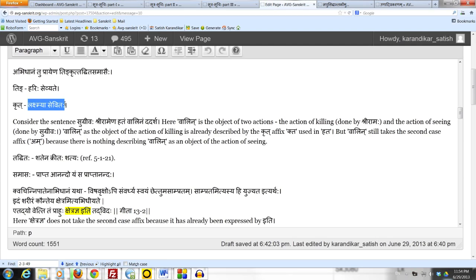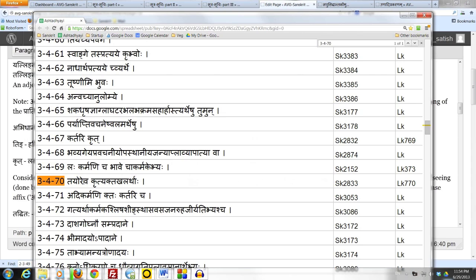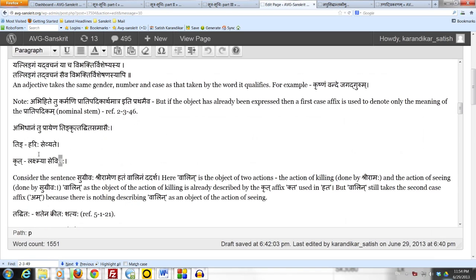Similarly, take the example Lakshmiya sevitaha Harihi. Hari is served by Lakshmi Devi. Here again the krit affix kta, nishtha pratyaha kta, is used karmani as per 3.4.70, Tayoreva kritya kta kalarthaha. The affix kta is used karmani. So it is describing the object, and therefore sevita, which is qualifying Hari, takes the prathama vibhakti by 2.3.46.